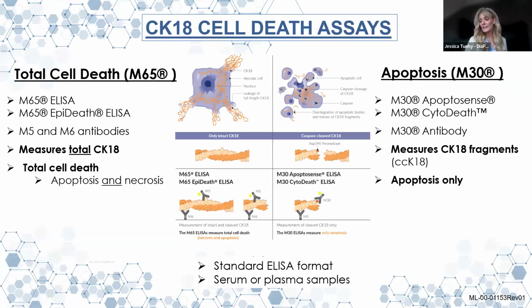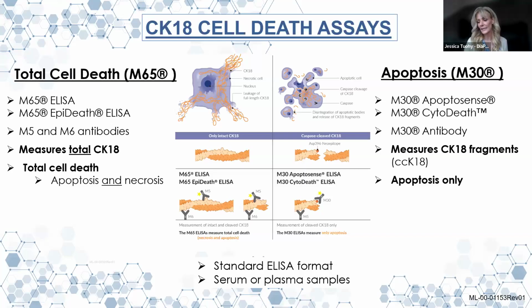And there are standard immunoassays for measuring CK18 and its fragments. These assays come in two varieties. The M65 assays include the M65 ELISA and the M65 EpiDeath ELISA. These assays are based on two antibodies that are named M5 and M6, hence M65. And these antibodies recognize all forms of CK18, so both intact CK18 that is released from necrotic cells, as well as the CK18 fragments that are generated during apoptosis. The M65 assays therefore measure total hepatocyte cell death, both apoptosis and necrosis.